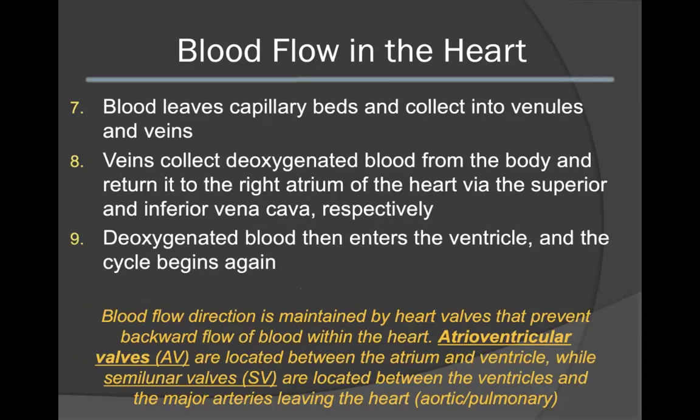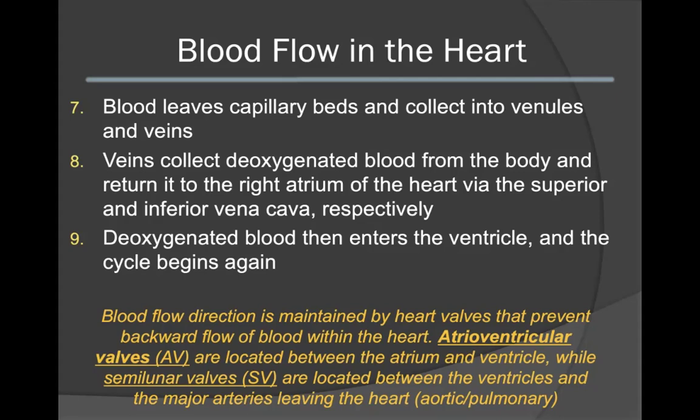Blood will then leave the capillary beds and will be deoxygenated. This means it will be very low in oxygen, but it will also be high in carbon dioxide. The blood will then collect into venules and eventually into veins. Veins are responsible for collecting the deoxygenated blood from the body. It will then return it to the heart via the right atrium. It will do so through the superior as well as inferior vena cava. Deoxygenated blood will then enter into the ventricle and the cycle will begin again.